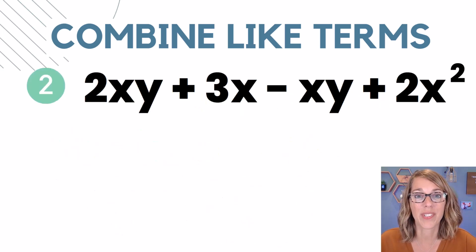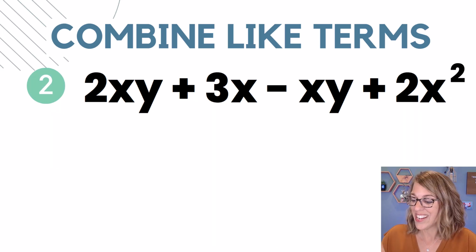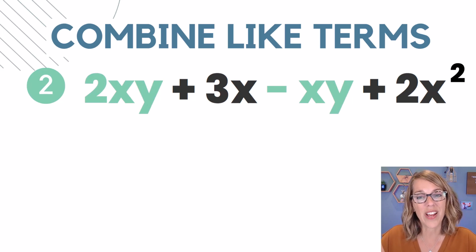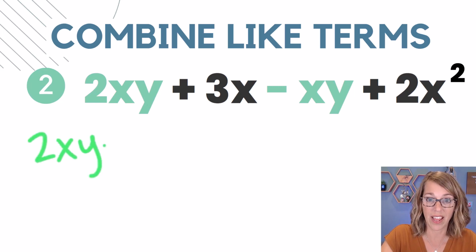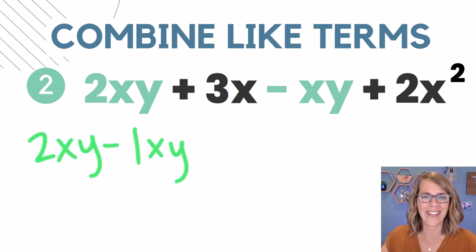Can you identify the like terms in this expression? Okay, so in this one, we've got some xy terms. So I've got a 2xy and a minus xy. I'm going to put a 1 out in front of that. So I've got a 2xy minus xy, or 1xy. And then I've got nothing else that combines. So I'm just going to write the rest of it on the end.